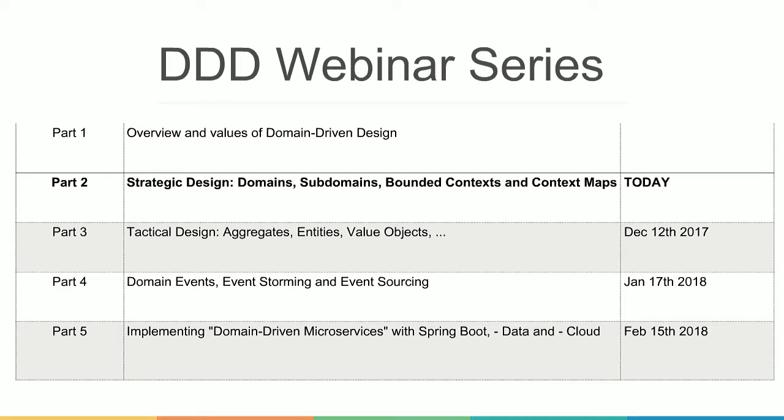Today, we're going to take a look at the bigger picture. We're going to take a look into domains, subdomains, bounded contexts, and context maps. And I think today will be especially interesting for those folks that plan on going towards a microservice-based architecture, because the microservice community often says, okay, structure your microservices along bounded contexts. And I think there is quite a bit of truth to that sentence. And we will obviously cover that as well.